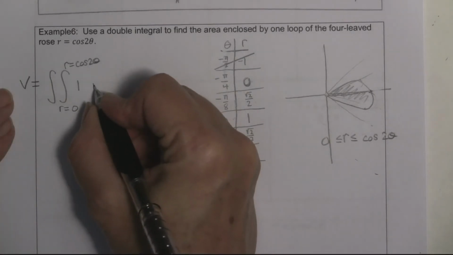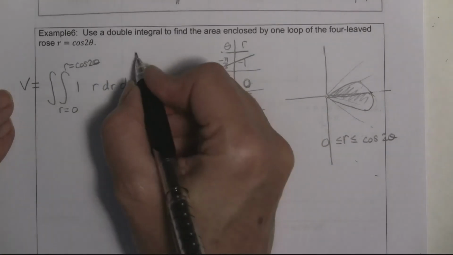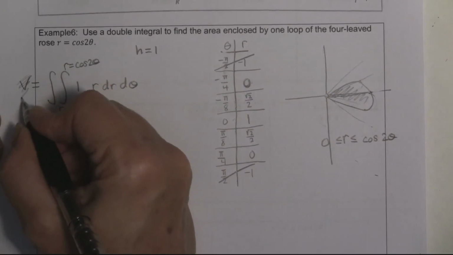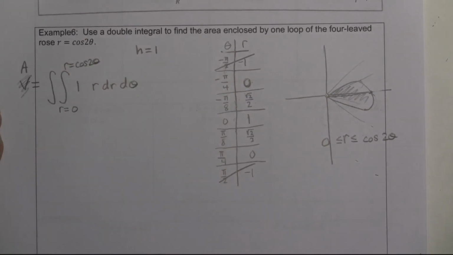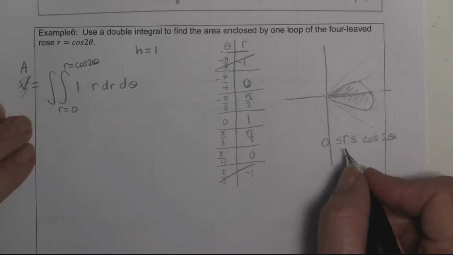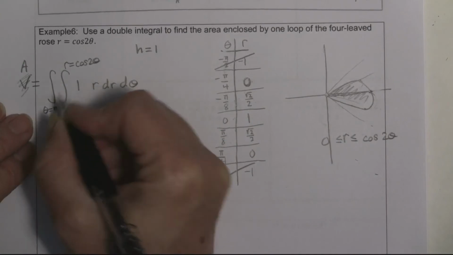And remember, this is going to be r dr d theta. This is my height. My height is 1. That's what really makes this an area, right? Because the height is 1. And we're going to go from, where did I say? Again, negative pi over 4. So theta equals negative pi over 4.